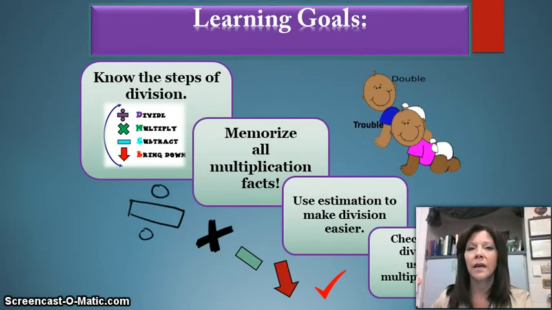Your learning goals for tonight are the same as Lesson 4-5, Part 1, so you don't need to write those down, but let's just review them. To know the steps of division: divide, multiply, subtract, and bring down. To memorize all multiplication facts. To use estimation to make division easier, and to check your division by using multiplication. This ensures that you've helped yourself get the right answer.